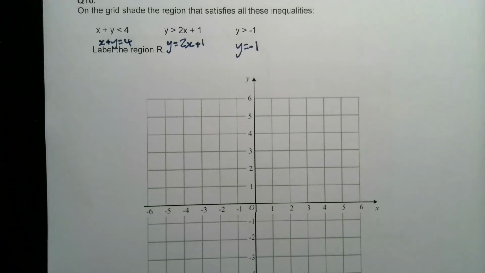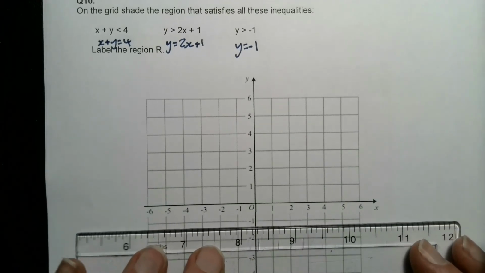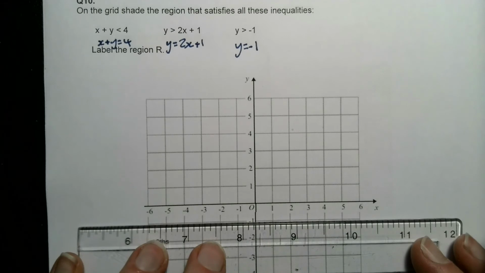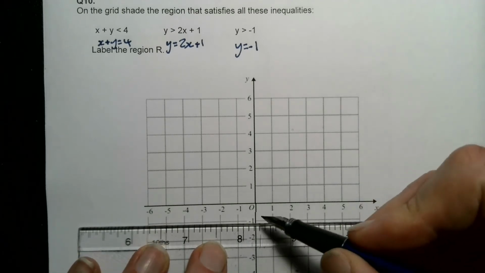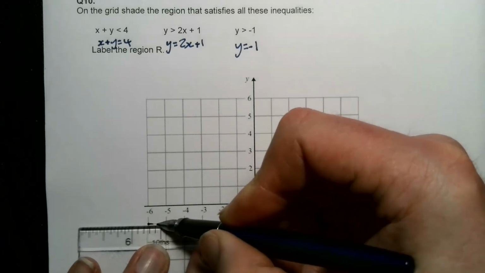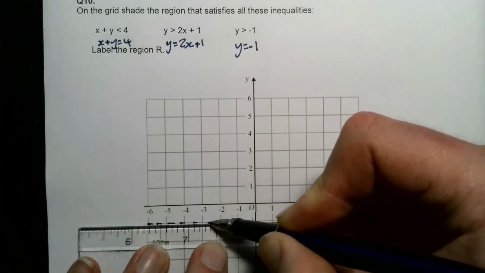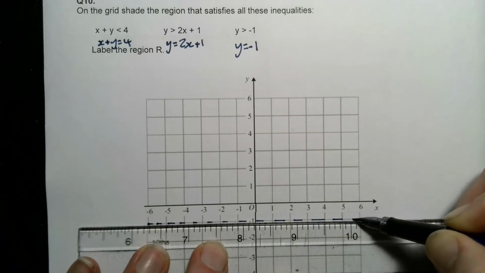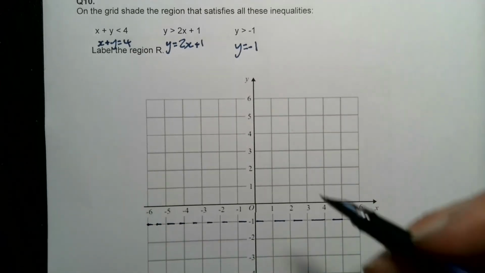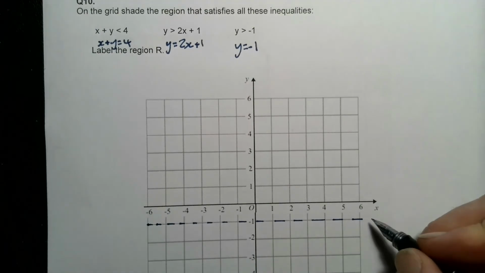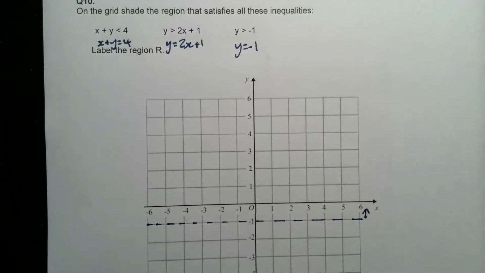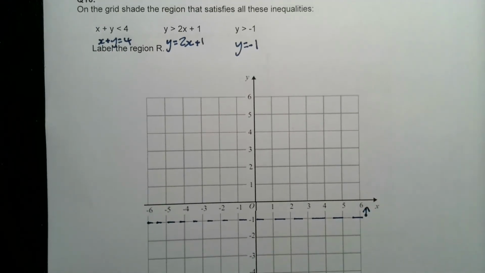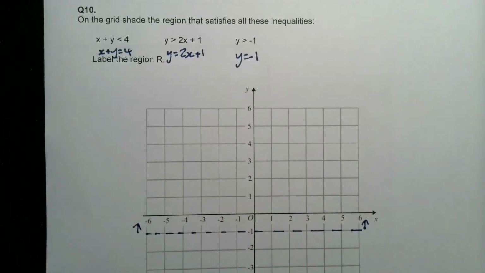Y equals minus 1 is, I think, the easiest. Now again, you should be doing this with a pencil, but just so you can see it clearly, I'm going to do it with a pen. Anywhere on this line, your value for y is negative 1. So I'm putting a dotted line going all the way across there. We're going to want y is bigger than negative 1. So bigger than negative 1 is going to be above there, isn't it? So I'm going to put a little arrow there and there to remind myself that's where my region is going to be shaded above the line.